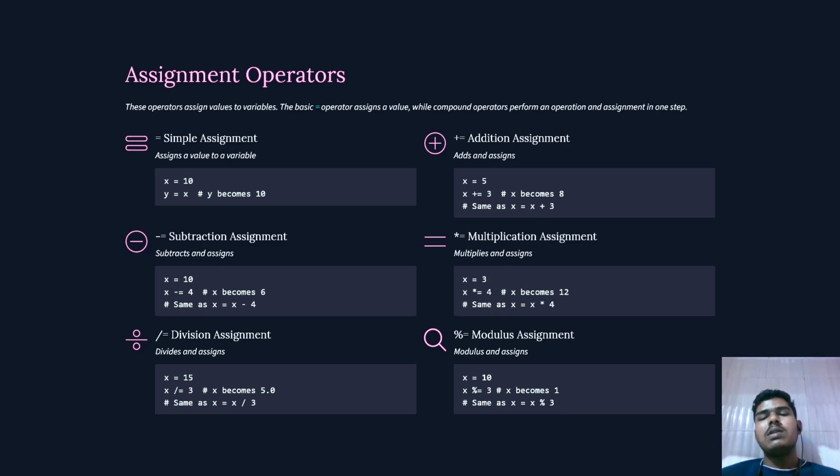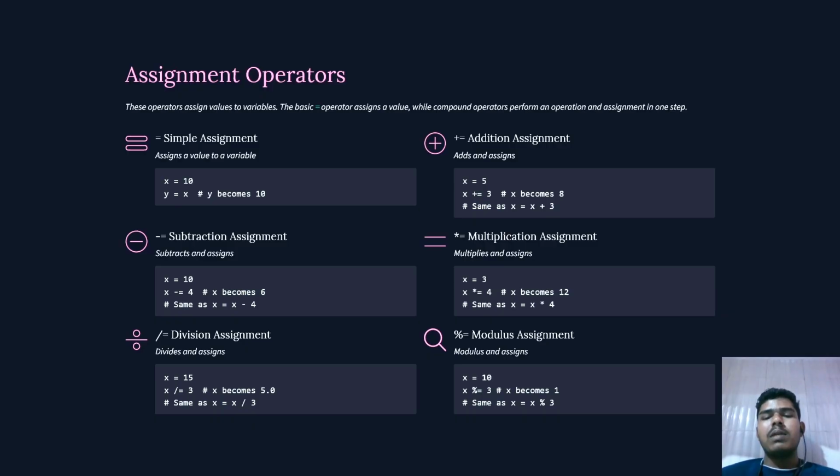So the second one is addition assignment. It adds and assigns. X is equal to 5, x plus equal to 3, means x becomes 8. When we add 5 plus 3, then the answer is 8, same as x is equal to x plus 3, means x has a value like 5, then 5 plus 3, then we get 8, that's the answer. So in third, subtraction assignment, it subtracts and assigns. X is equal to 10, x minus equal to 4, x becomes 6.